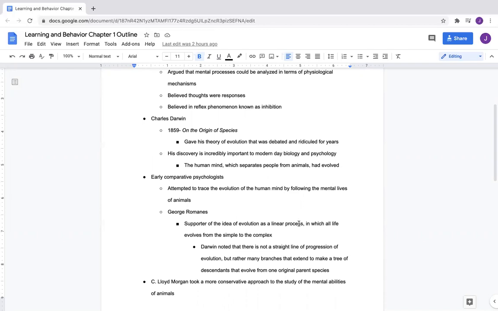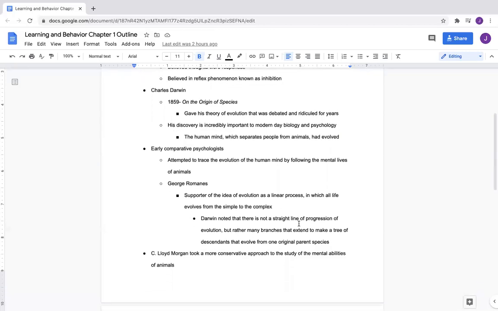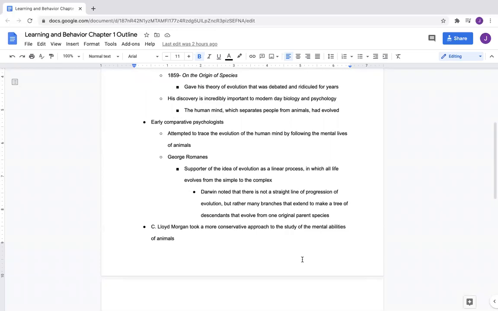And he discussed how the human mind had evolved from animals and how the human mind is now separate from our animal ancestors. And so the early comparative psychologists attempted to trace the evolution of the human mind by following the mental lives of the animals, as Darwin had suggested in his book.